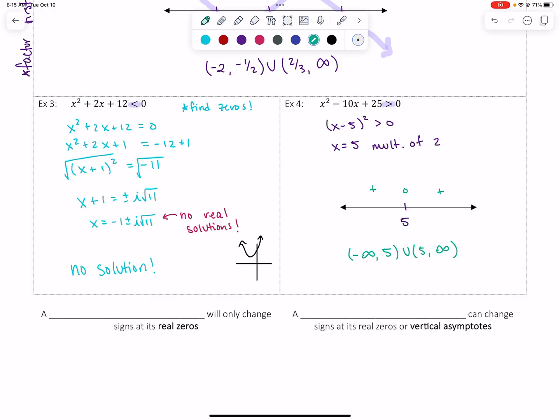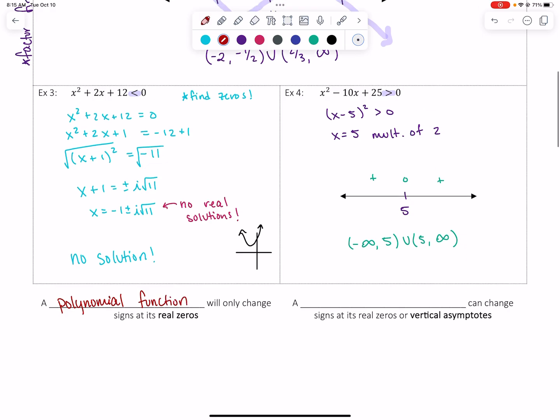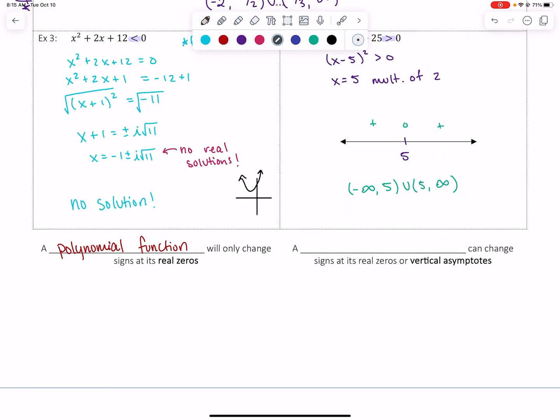All right, so with these polynomials, you are able to have sign changes only at your real zeros. So a polynomial function is only going to change at those real zeros. What we mean by that is that if we just sketch a polynomial right here, no matter what your polynomial looks like, it's changing from plus to minus at these zeros that we have right here.